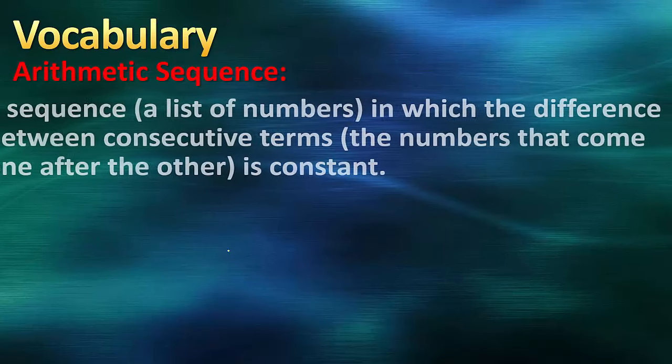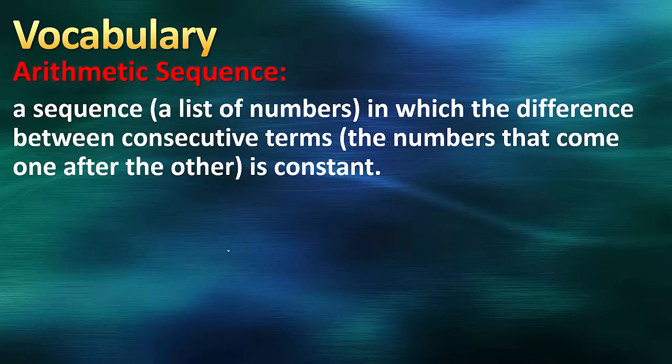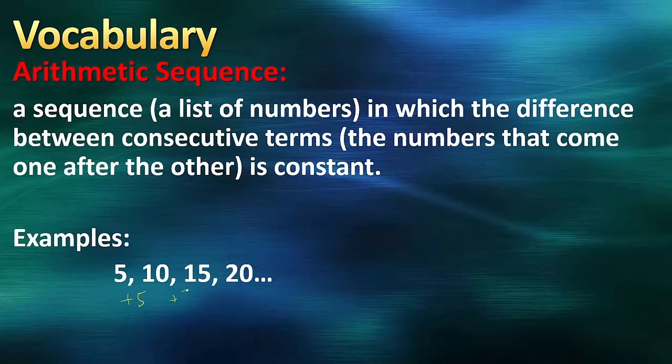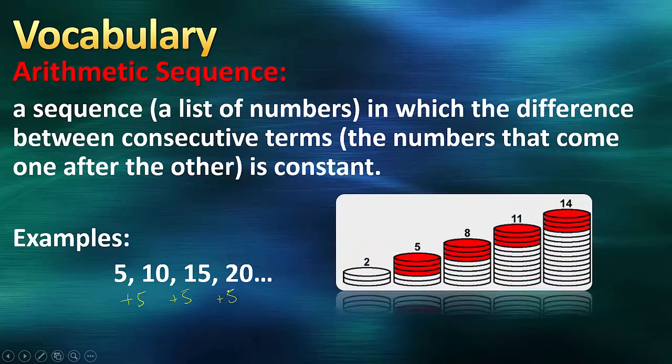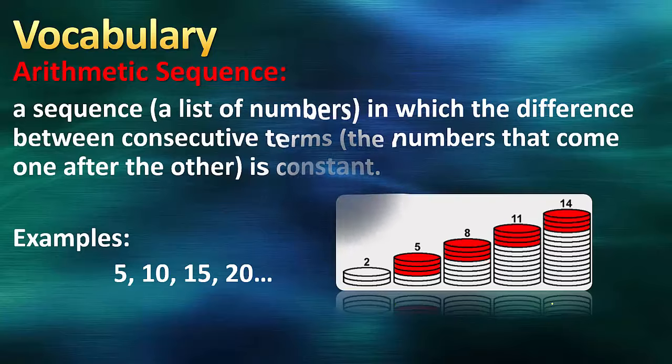An arithmetic sequence is a list of numbers in which the difference between consecutive terms, in other words, the numbers that come one after the other, is constant. So it's the same each time. For example, if I take 5, 10, 15, 20, the dot, dot, dot means it keeps going. I'm adding 5 each time, right? If I have a diagram that has a stack of chips, I'm adding 3 each time. So each time it's going up by the exact same amount. That's an arithmetic sequence. Could be going up by the same amount or could be going down. Either way, it's still arithmetic.